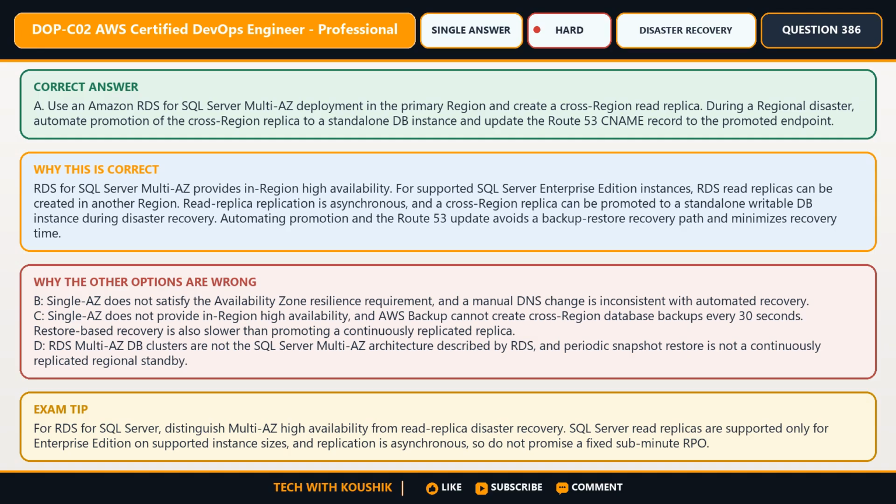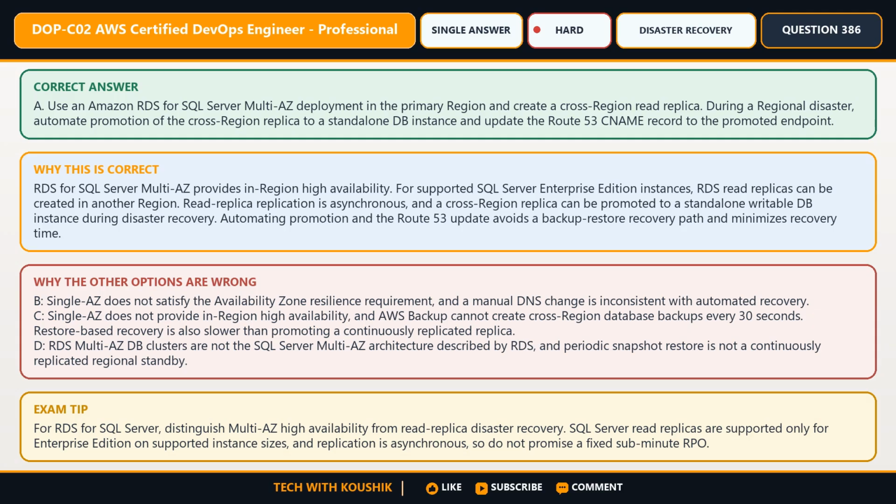The other choices do not work because B. Single availability zone does not satisfy the availability zone resilience requirement, and a manual DNS change is inconsistent with automated recovery. C. Single availability zone does not provide in-region high availability, and AWS Backup cannot create cross-region database backups every 30 seconds. Restore-based recovery is also slower than promoting a continuously replicated replica. D. RDS multi-availability zone DB clusters are not the SQL Server multi-availability zone architecture described by RDS, and periodic snapshot restore is not a continuously replicated regional standby.